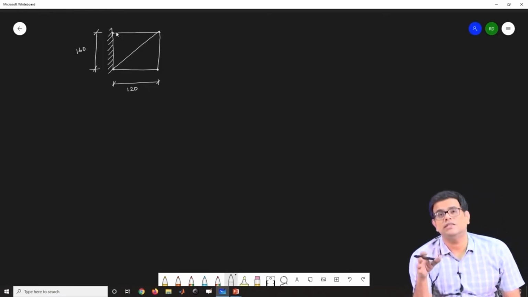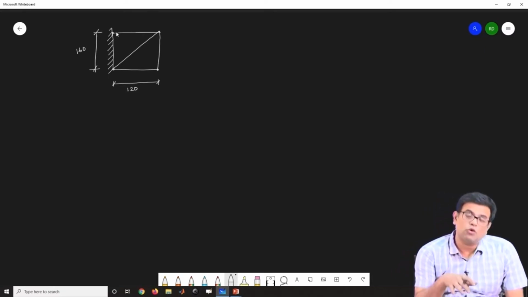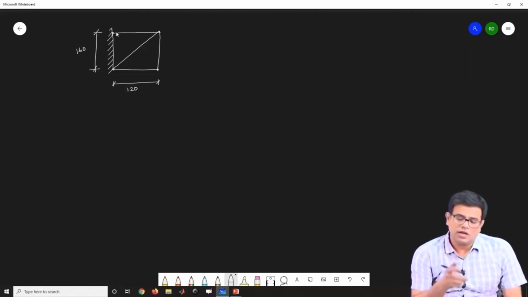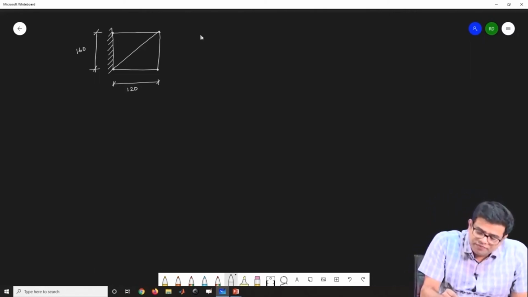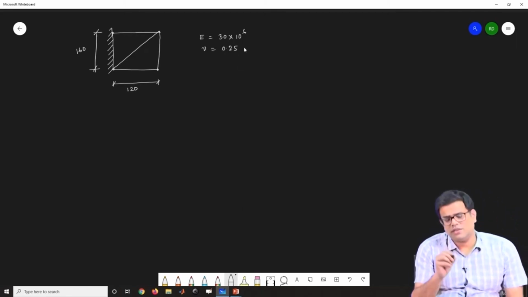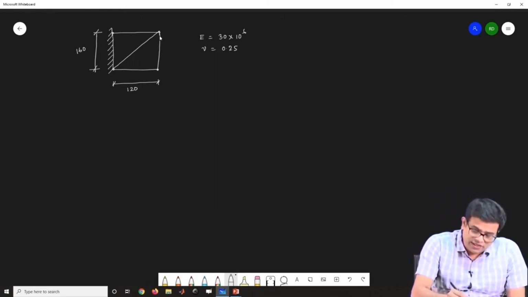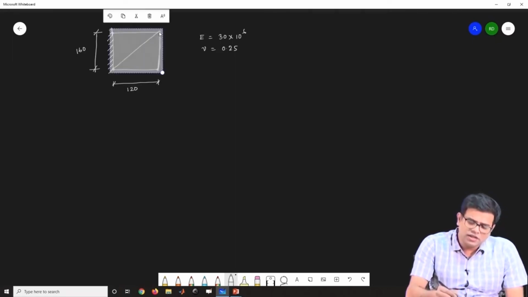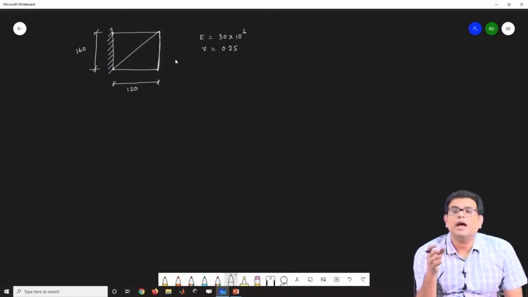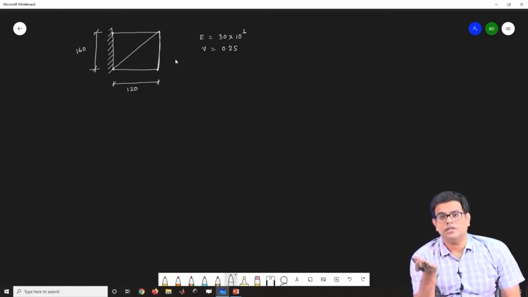So, what we did is we derived the stiffness matrix, we derived the force vector. Force was one axial force. Now, I think E was given as 30 into 10 to the power 6, and nu was given as 0.25. And then suppose, instead of some axial force in this phase which we did earlier, instead of this force we now apply a constant temperature change.